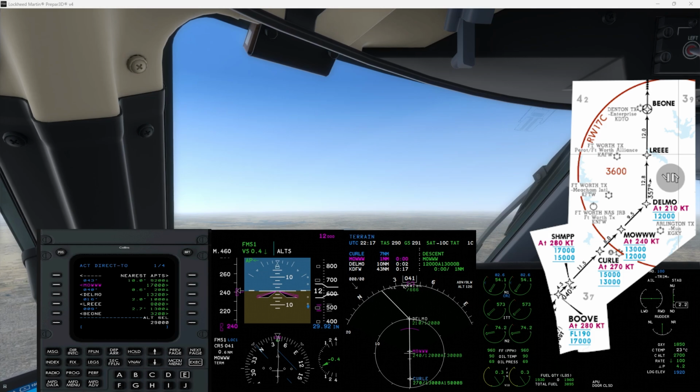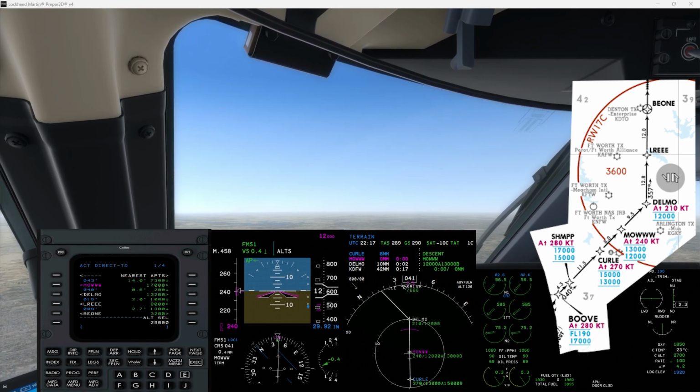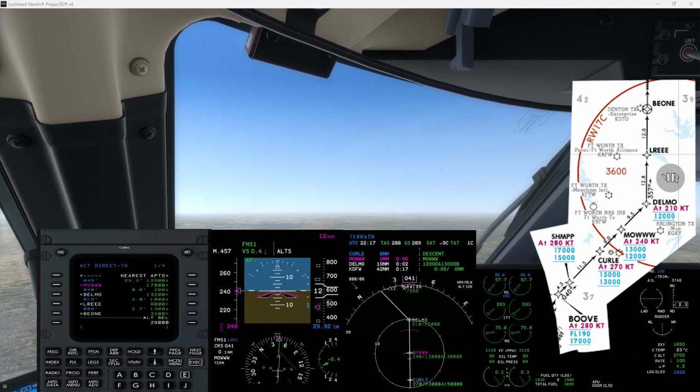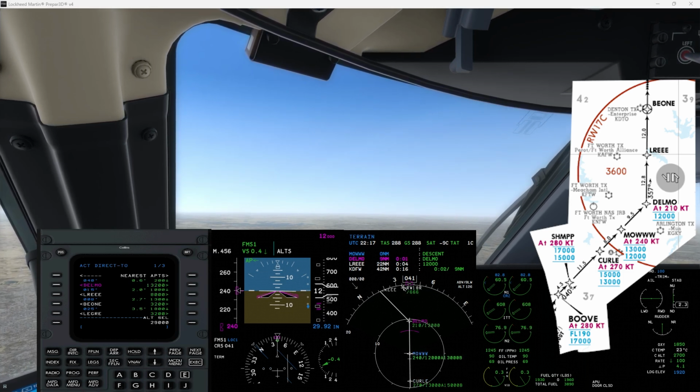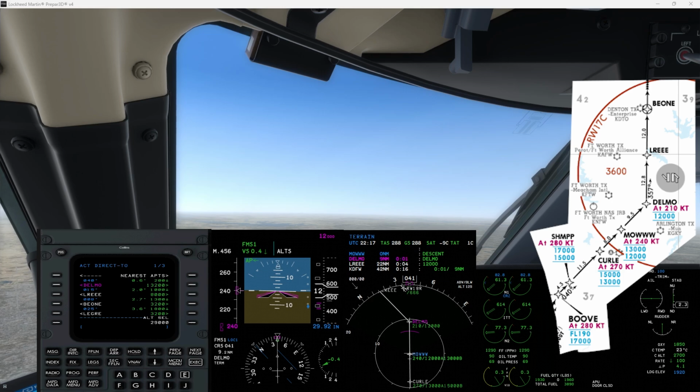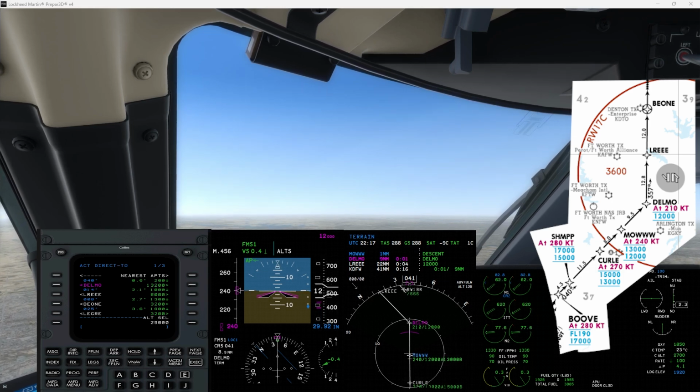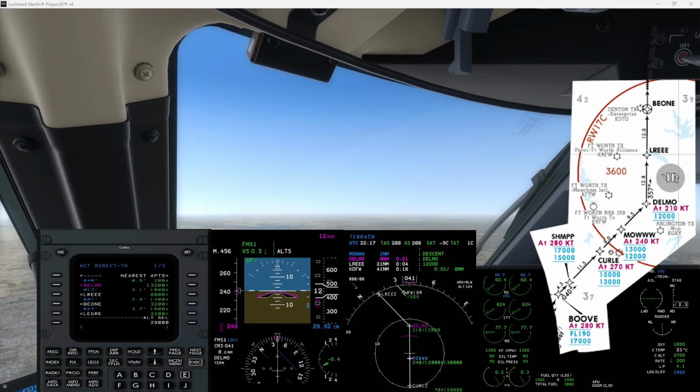Now as you notice, we have to slow down to 210 knots here at Delmo. So in this case, yes, you want to level out at 12,000 feet. That way we have about 3 miles from Delmo. We can reduce the thrust to idle again and slow down to 210 knots before we cross Delmo.